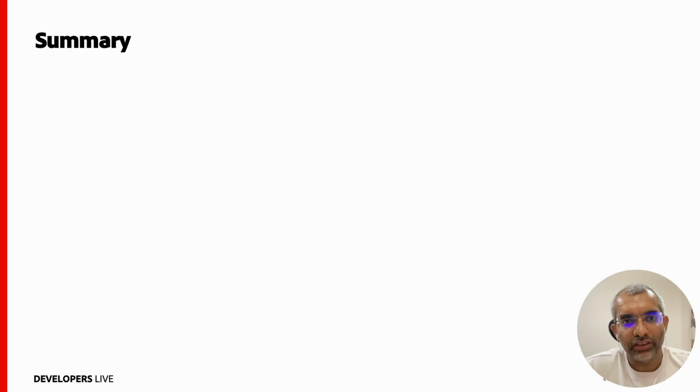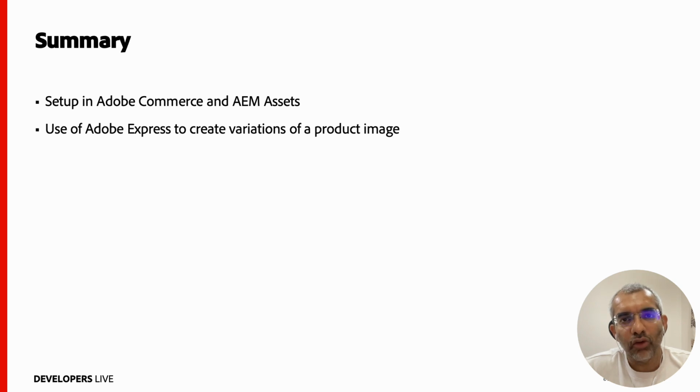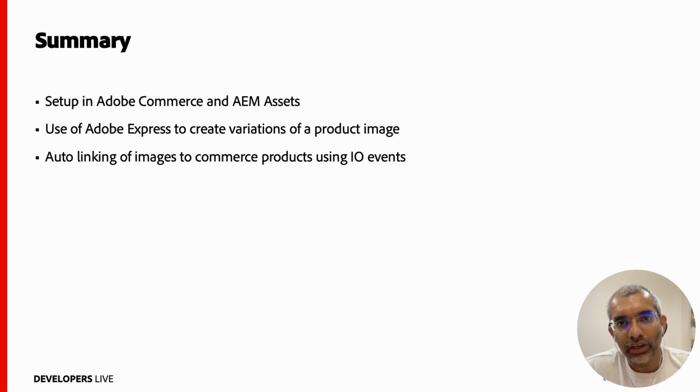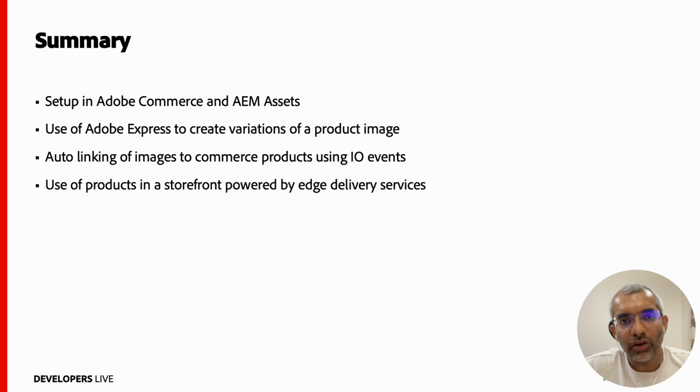So to summarize, we saw how to configure this integration in Adobe Commerce and AEM assets, how we used Adobe Express in creating new variants of a product image. Once that is done, any approved commerce assets that carry product metadata will automatically be linked to products in commerce leveraging Adobe I/O events. Finally, those products were used in a storefront powered by edge delivery services, thereby completing the entire life cycle of creation and consumption of the assets.